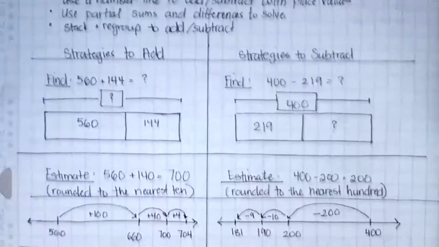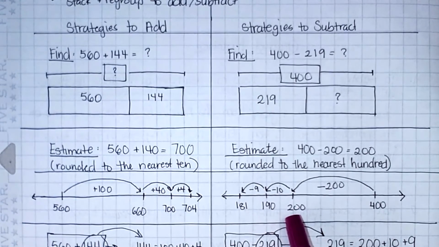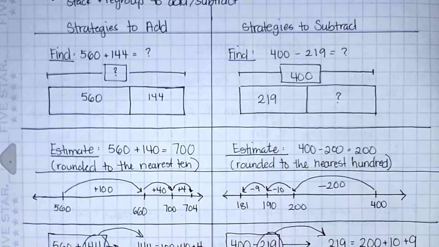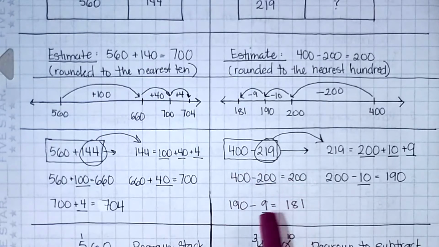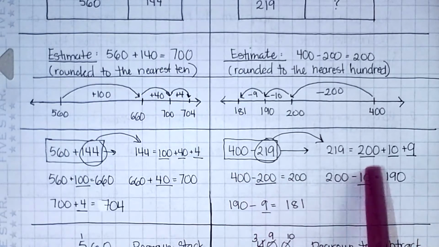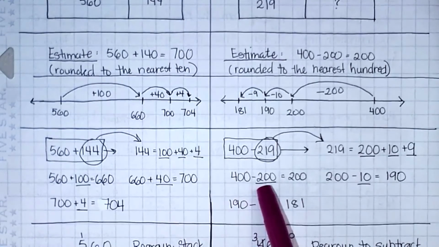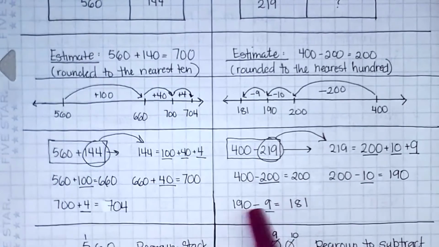Next, I used a number line to count backwards. I started at 400. I subtracted my hundreds group. Minus 200 got me to 200. Minus the 10 got me to 190. And then minus another 9 got me to 181. Here you can see that I wrote it out as a subtraction using those individual place values. I broke apart 219 into 200, 10, and 9. So 400 minus 200 was 200. 200 minus 10 was 190. 190 minus 9 was 181.